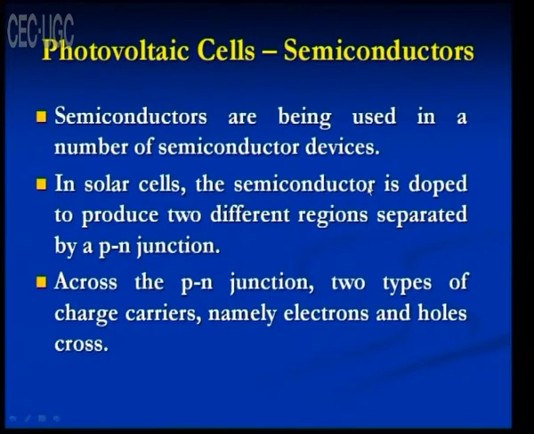Such a construction of photovoltaic cell based on semiconductors is being used for various applications, various electronic devices. In solar cells, the semiconductor is doped to produce two different regions that are separated by a junction called the p-n junction, and across this p-n junction two types of charge carriers, namely the electrons and the holes, cross. The electrons are the negatively charged carriers which jump from the bottom layer to the top layer.